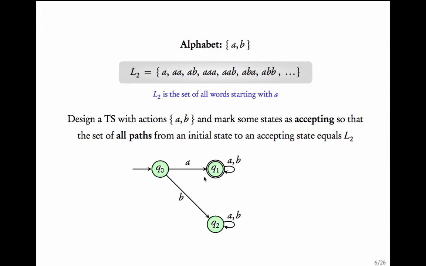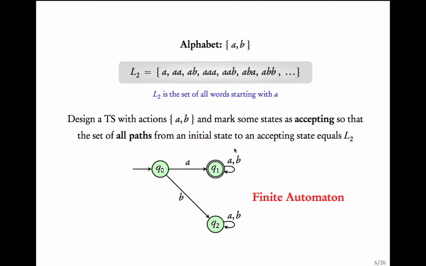If I read an A, I go to an accepting state, and in this accepting state I can see any letter from now on because I have read an A in the beginning. However, if I read a B, I should go to a state which is non-accepting, and then from here whatever I read I should keep staying in this non-accepting state. If you look at all paths of this transition system that end in an accepting state, they will be words which start with an A. And for every word that starts with an A, there is a corresponding path here.